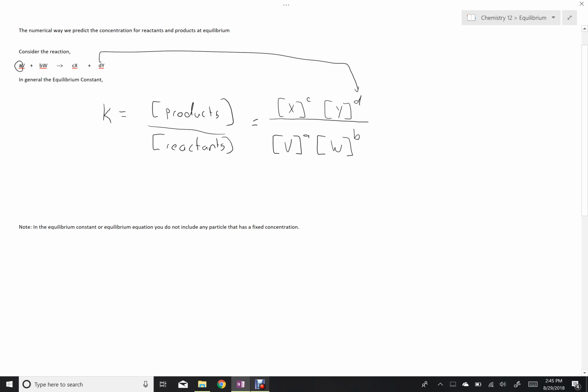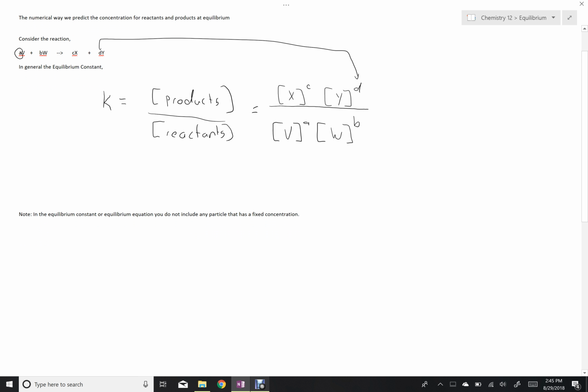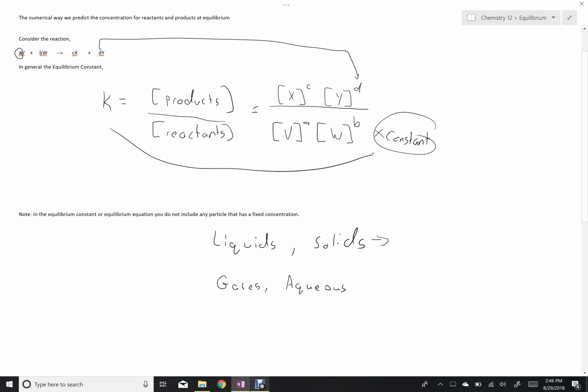An important side note regarding the equilibrium equation or constant is that we do not include any particle that has a fixed concentration. That means we do not include liquids or solids. We instead only include gases and aqueous things, or things that are in solution. We don't include these because they're constant, and as a result they just sit out as some sort of constant number, and so we just assume that all of those things get lumped in with this K over here because they don't change, they're not interesting, and don't need to be included in the equation.